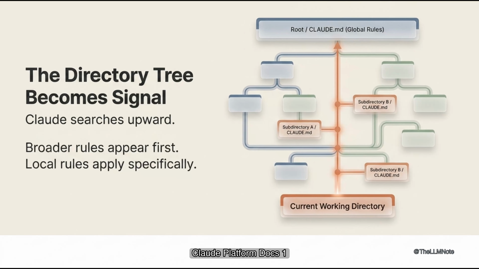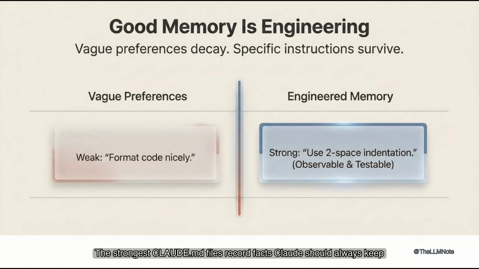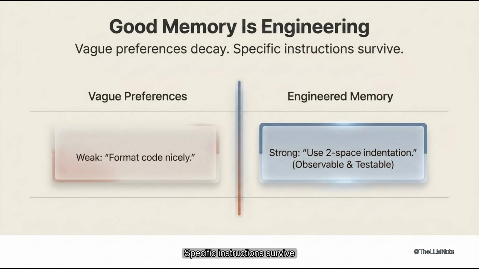The strongest Claude.md files record facts Claude should always keep: build commands, test commands, project layout, naming conventions, architectural boundaries, and required pre-commit checks. Vague preferences decay quickly. Specific instructions survive. "Use two-space indentation" is stronger than "format code nicely" because the rule is observable and testable.